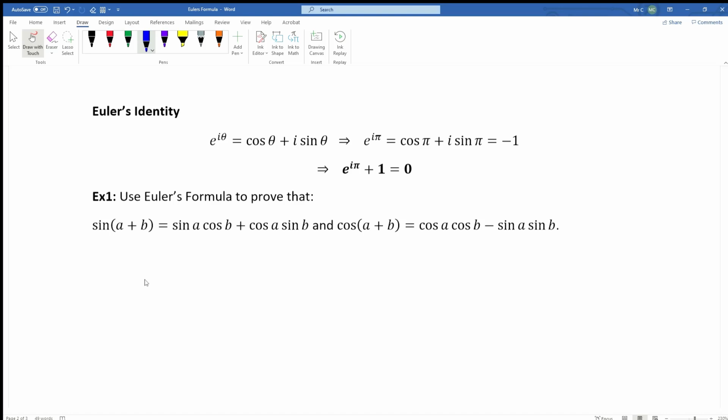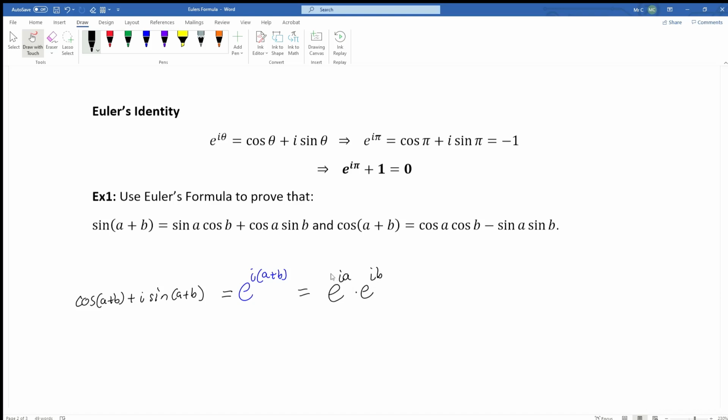Let's take a look. Now, if I take e to the i times a plus b, I'm replacing theta with a plus b is what I meant to say. Well, let's see how we can rewrite this a little bit. First of all, directly from the formula, if we just plug in a plus b, this tells me that cosine of a plus b plus i times sine of a plus b is equal to e to the i times a plus b.